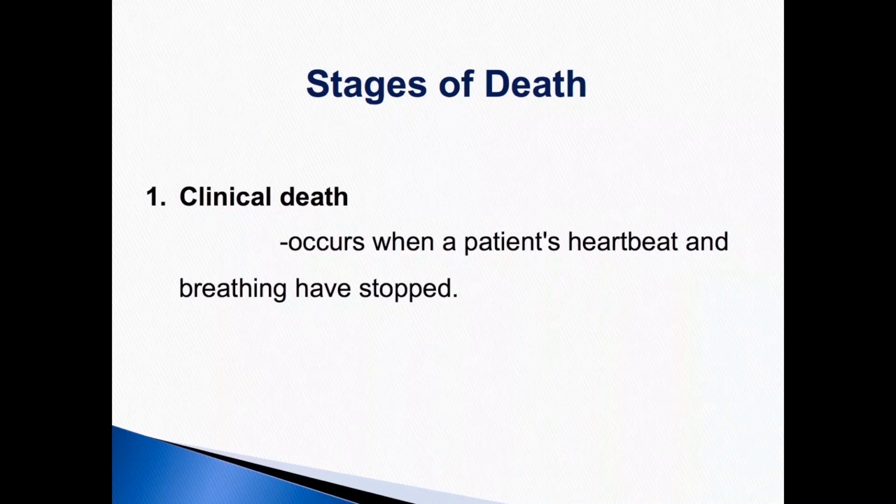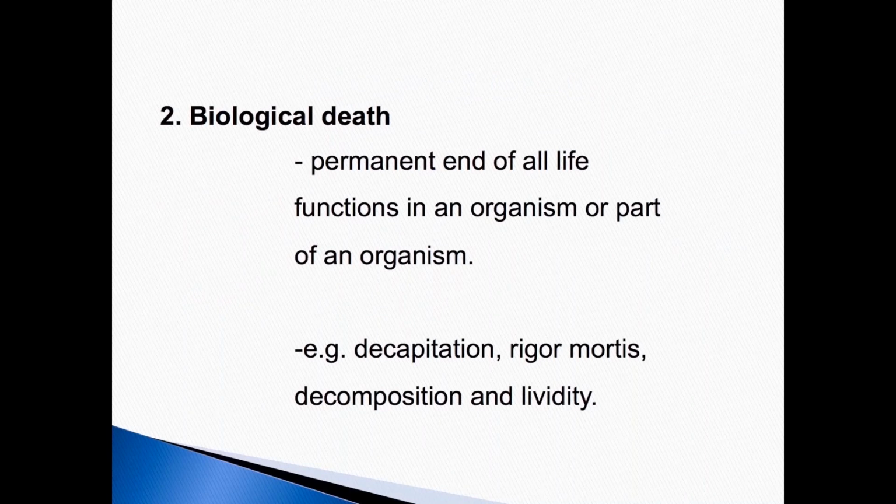The stages of death. There are 2 types of stages of death. First, clinical death. This occurs when a patient's heartbeat and breathing have stopped. Second, biological death. Permanent end of all life functions in an organism or part of an organism. This displays obvious signs of death. For example, decapitation. This means beheaded.